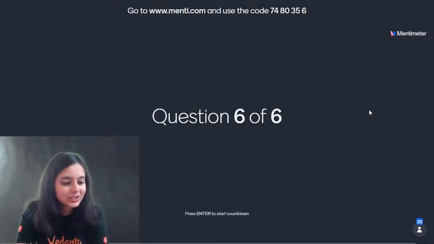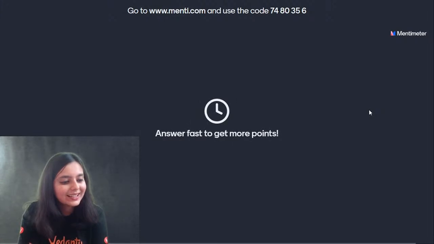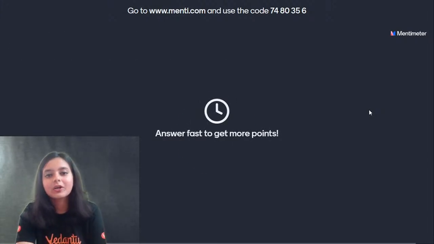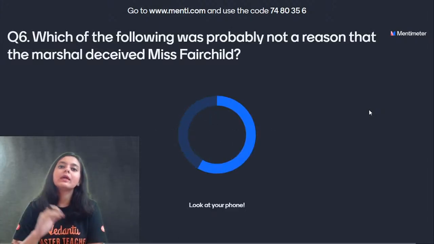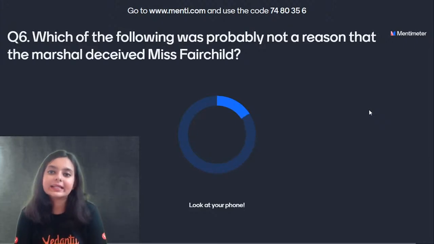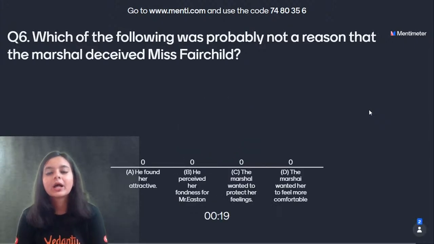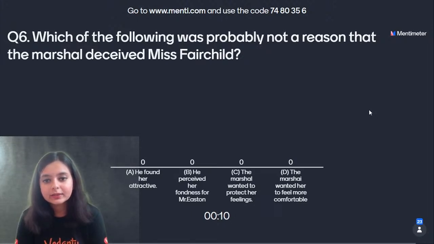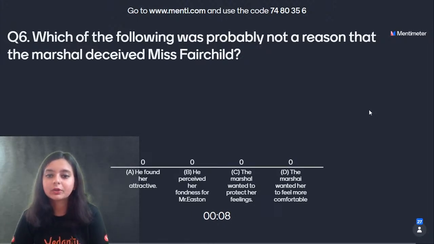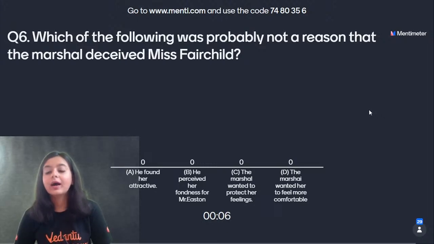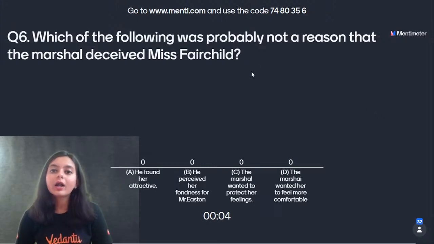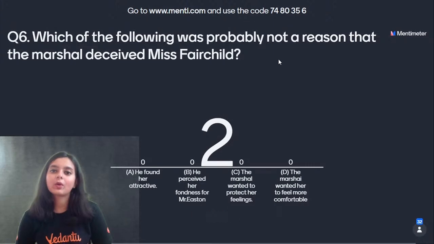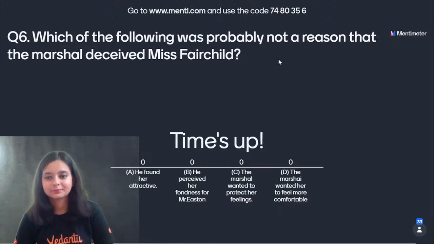Okay, last question. Hi Shreyansh. Chalo, last question on your screen. Which of the following was probably not a reason that the marshal deceived Miss Fairchild? He found her attractive. He perceived her fondness for Mr. Easton. The marshal wanted to protect her feelings. The marshal wanted her to feel more comfortable. Not a reason, guys. Please take care of the question. Not a reason.